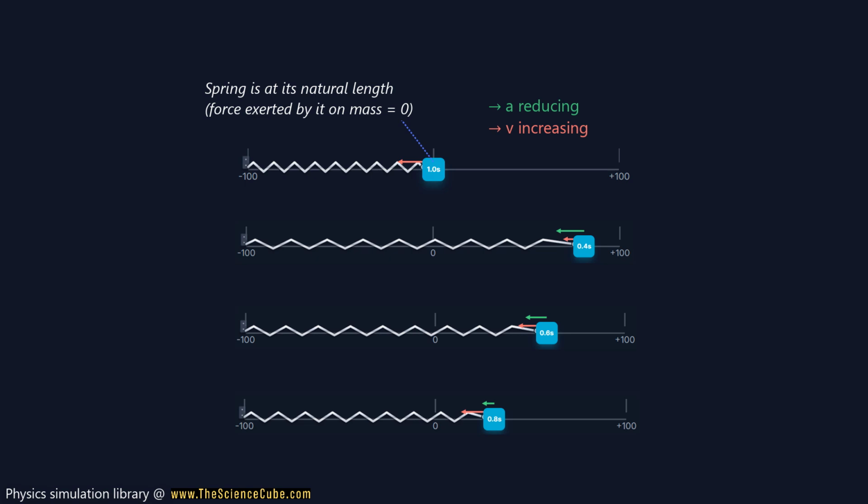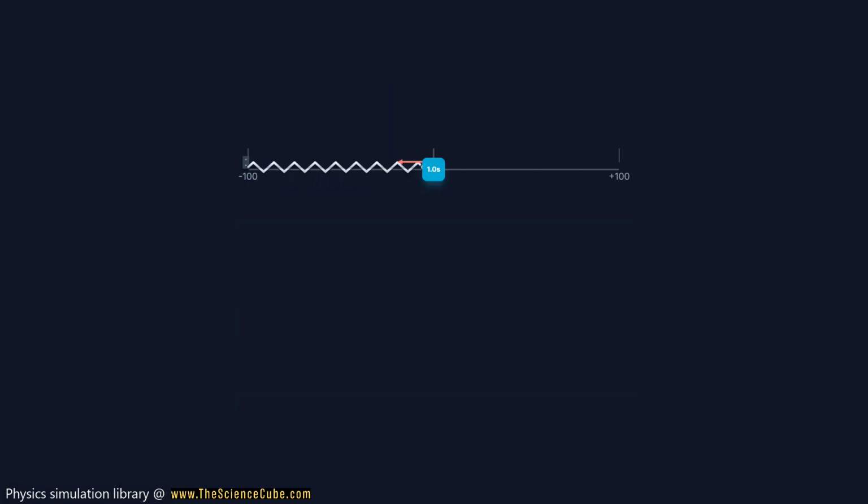Now, a lot of students ask, if the force is 0 at this point, why is the mass still moving? The reason is Newton's first law. At that instant, there is no net force acting on the mass. So there is nothing to stop the mass or suddenly change its velocity. It simply continues in its state of motion, carrying the kinetic energy it gained from the spring as it moved in.